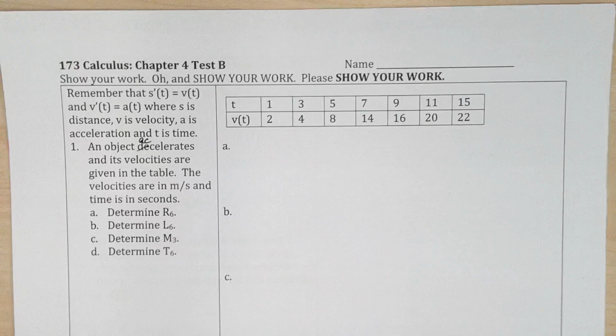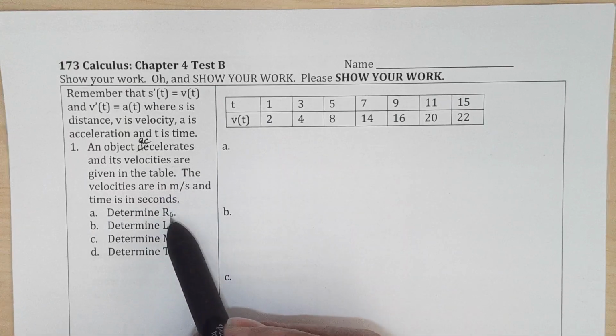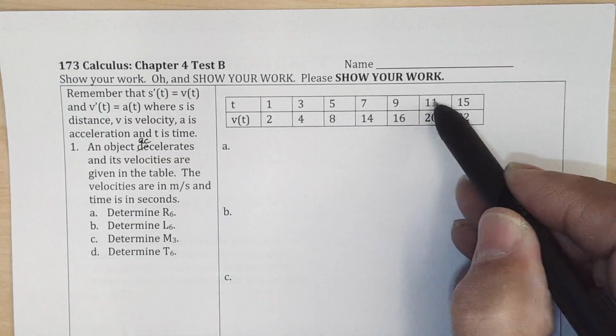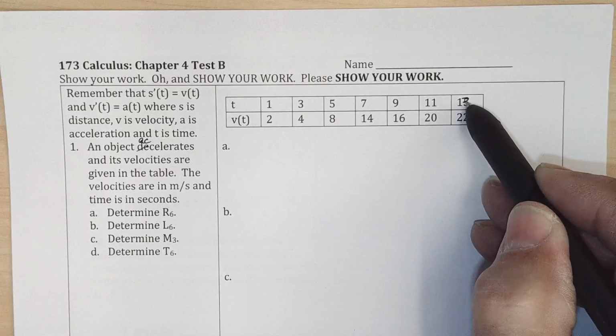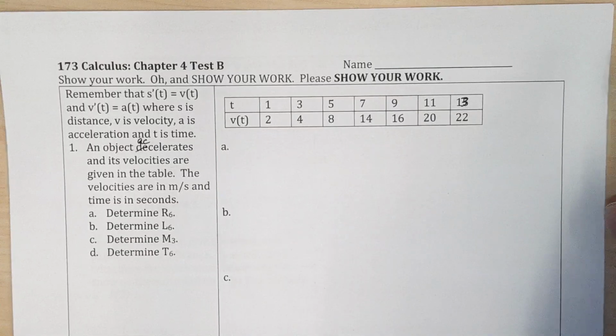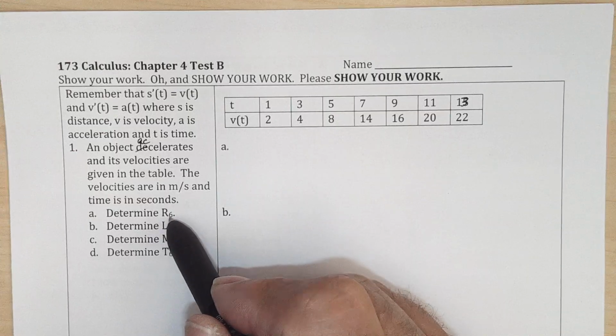Accelerates. And the velocities are in meters per second. And we're supposed to find R6. And this is another typo. It's supposed to be going up by 2, so this was supposed to be 13. So 2 typos in the first question. Not a good way to start. Okay, but anyway, write 6.